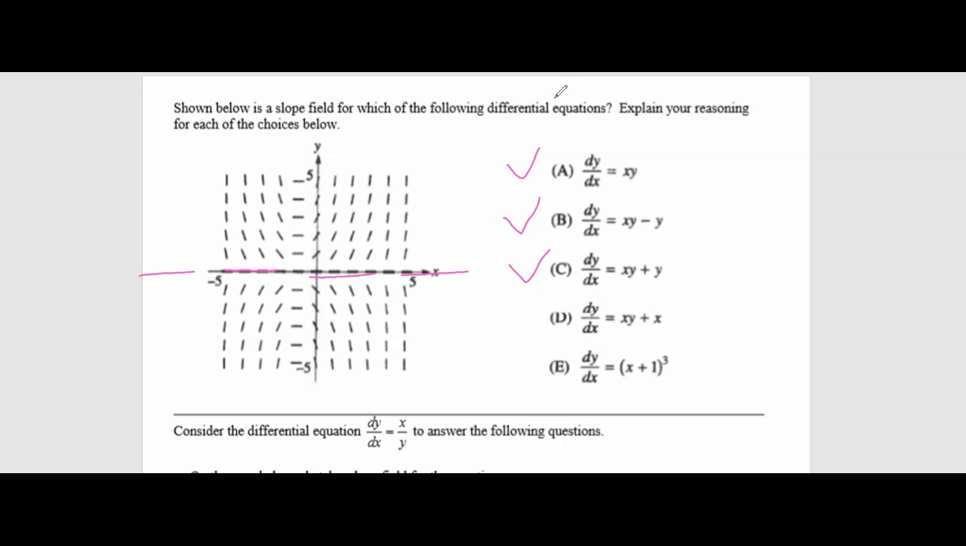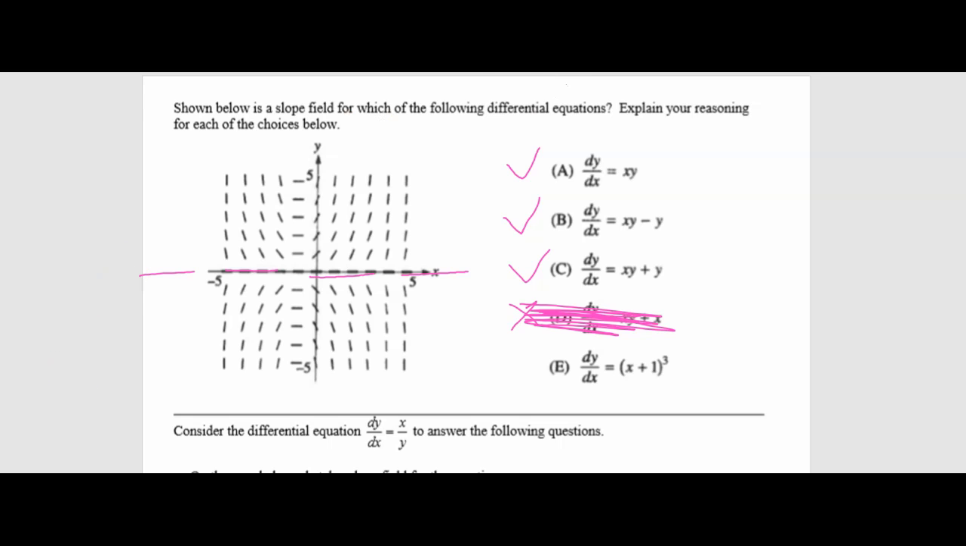For the fourth one, does not work, right? Because there are times when y is equal to 0, but dy dx would still be a non-zero number. Let's say, for instance, when x is equal to 1, then dy dx for letter D is equal to 1, not 0, even though y could be 0. So that one's eliminated.